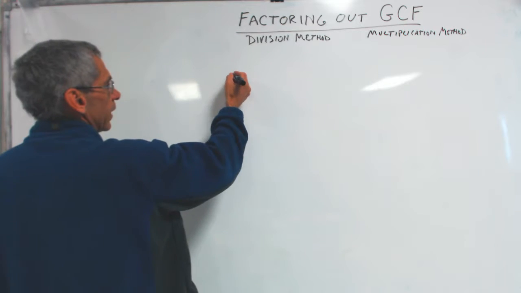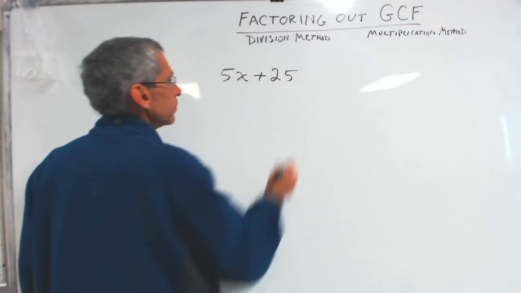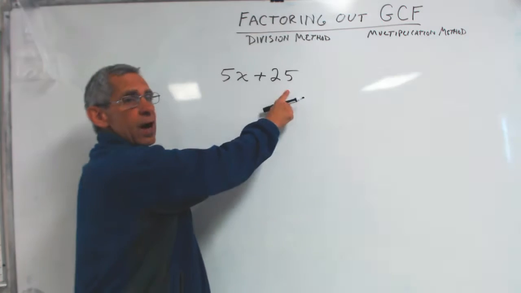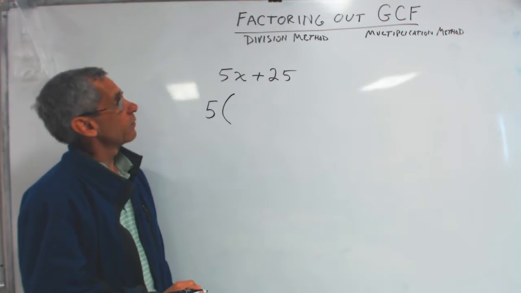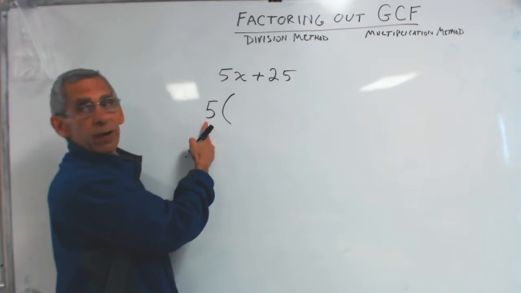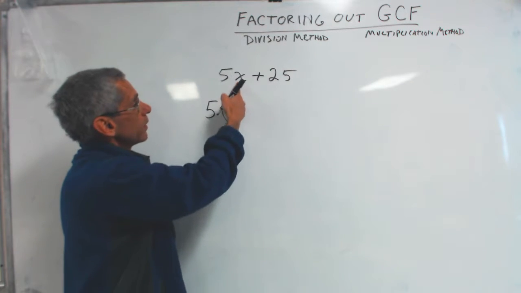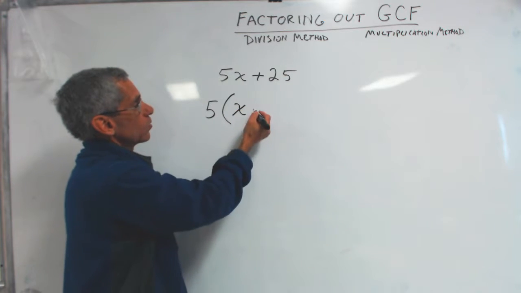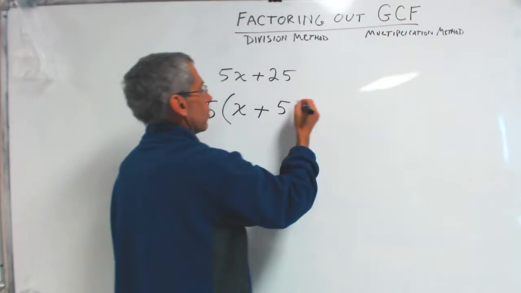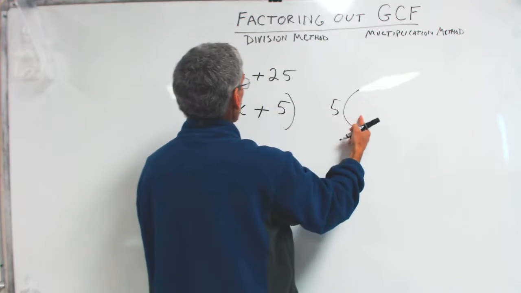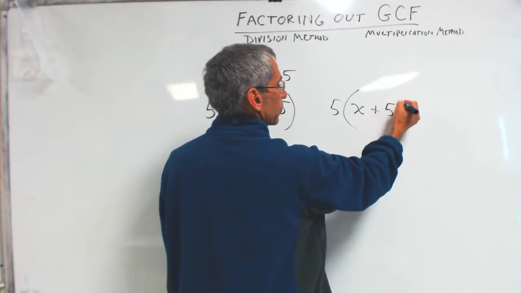So let's try one. Let's say I have 5x plus 25. Okay. So the question is, what is common to both 5 and 25? 5. So I'm going to write a 5, and I'm going to put a parenthesis. First we'll use our division method. 5x divided by 5 is? 1, and then the x tags along. I'm just going to write x, because 1x and x is the same thing. Plus 25 divided by 5 is 5. If I'd used the multiplication method, I would have said 5 times what is 5x? 5 times x is 5x. Plus 5 times what is 25? 5 times 5 is 25.